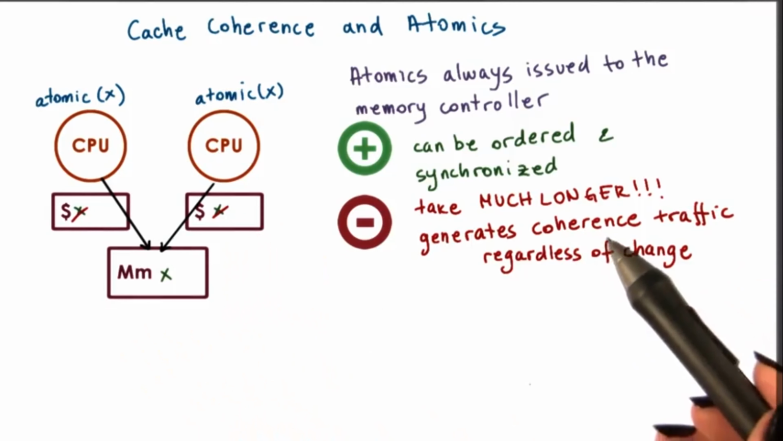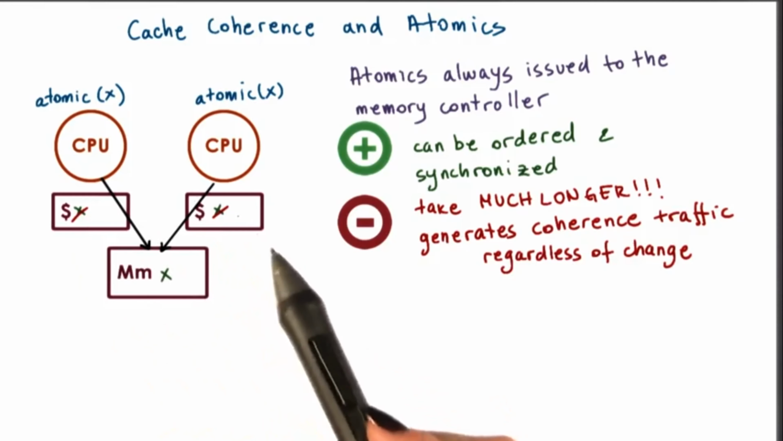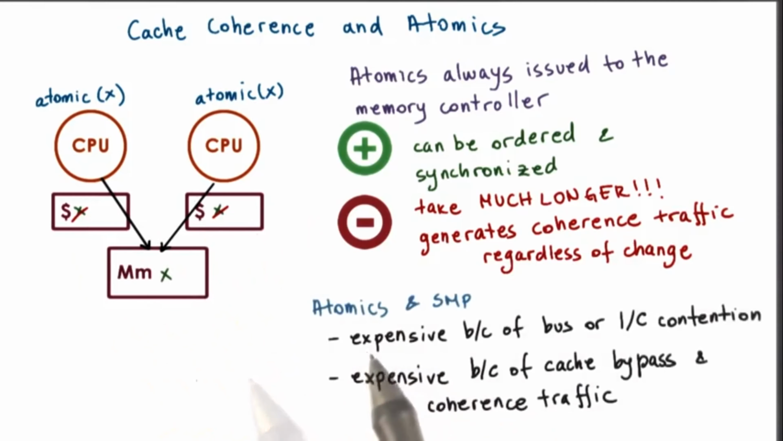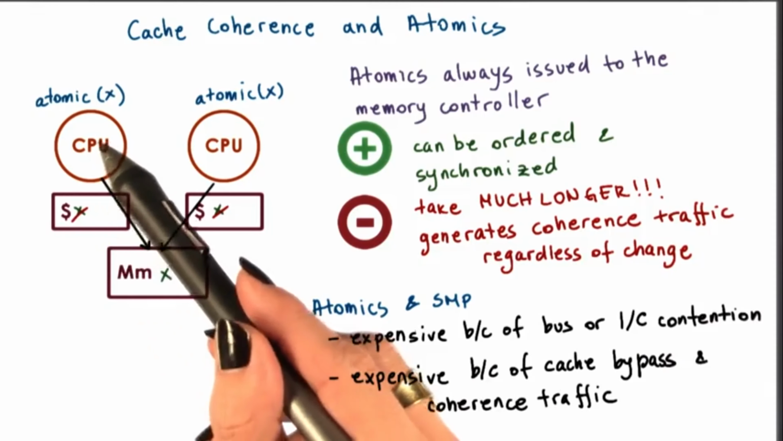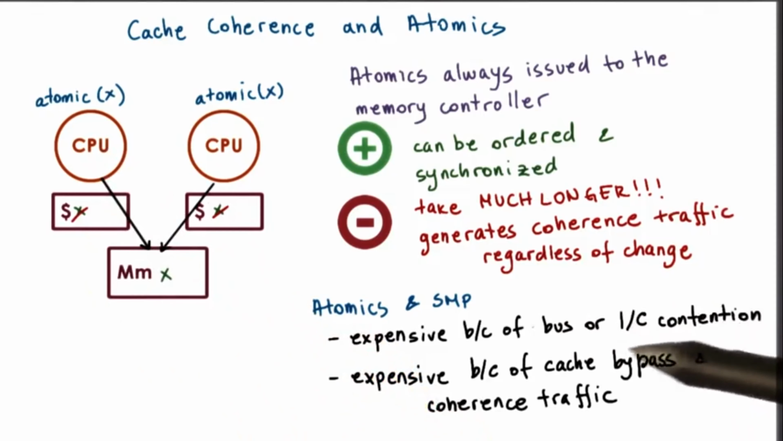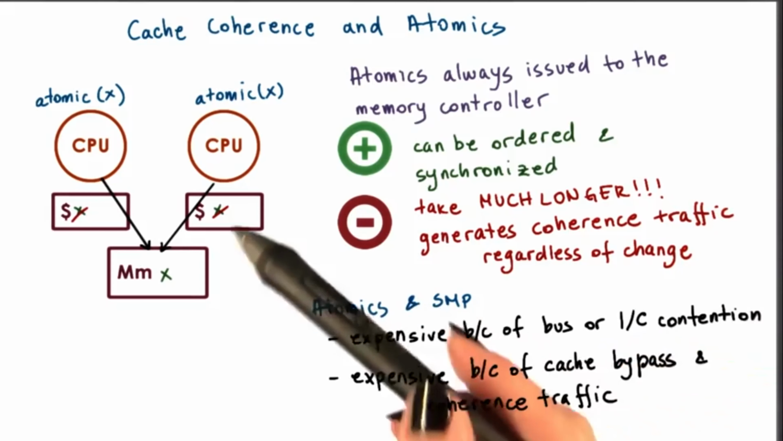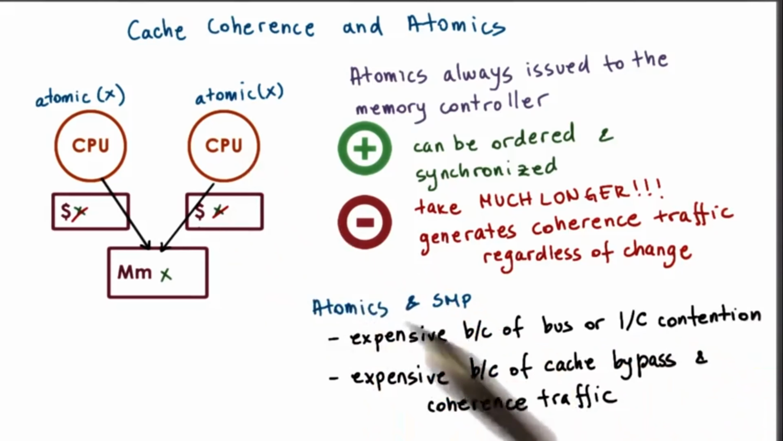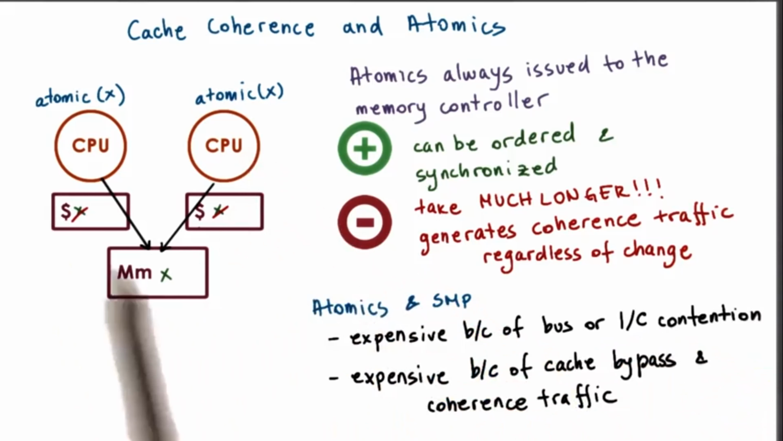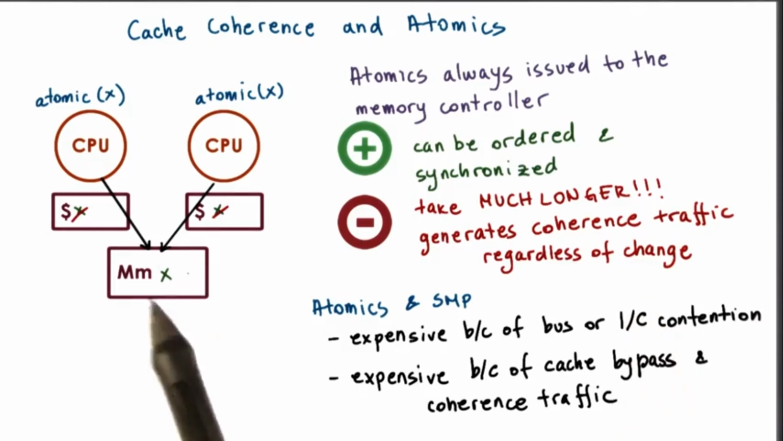This is necessary in order to stay on the side of safety and to be able to guarantee correctness of the atomic operation. In summary, atomic instructions on SMP systems are more expensive compared to a single CPU system because there will be some contention for the shared bus or the shared interconnect. In addition, atomics in general are more expensive because they will bypass the cache in these kinds of environments, and they will trigger all of the coherence traffic regardless of what happens with the memory location that's the target of the atomic instruction.